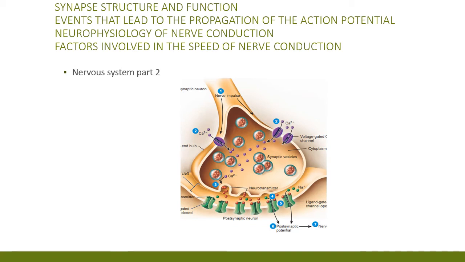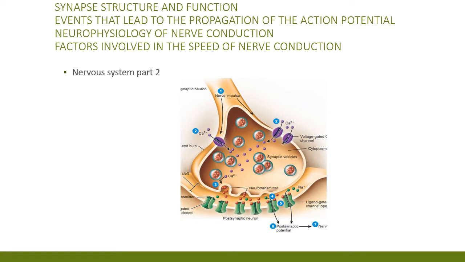This is part 2 of your nervous system. We already uploaded this in Blackboard as a plain PowerPoint. I am making the narrated version. So this part is really going to cover things associated with the synapse and nerve conduction and the propagation of an action potential, and talks a little bit about the speed. We'll talk about saltatory versus continuous conduction.